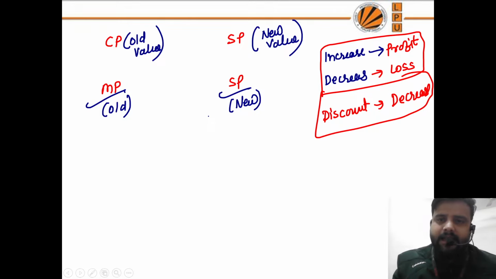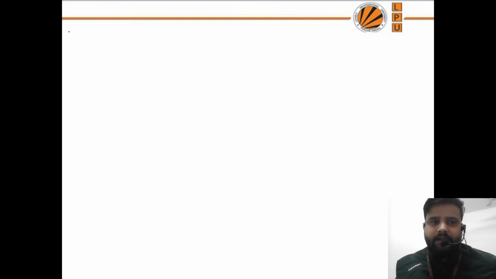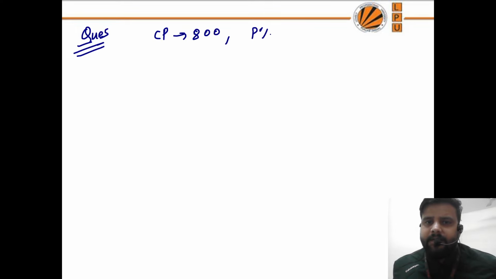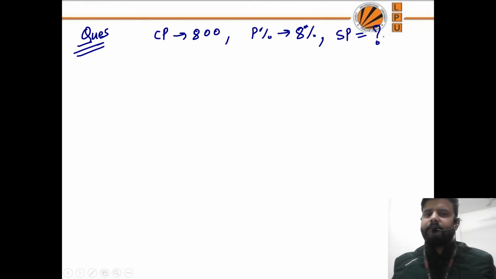Now let's see some examples of it. If you understood this much, let's see some examples. Question is, if the cost price of a product is 800 and the profit percentage is 8%, now tell me the selling price of the product. Apply percentage only. Whatever I taught you for increase and decrease, apply that only.